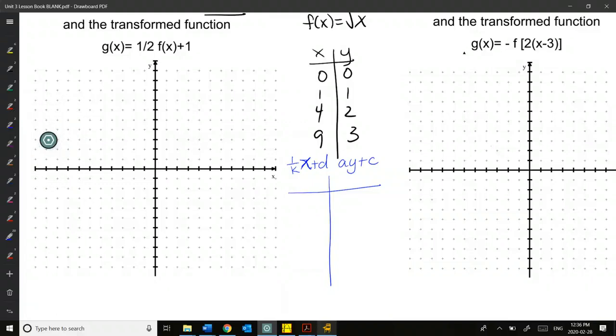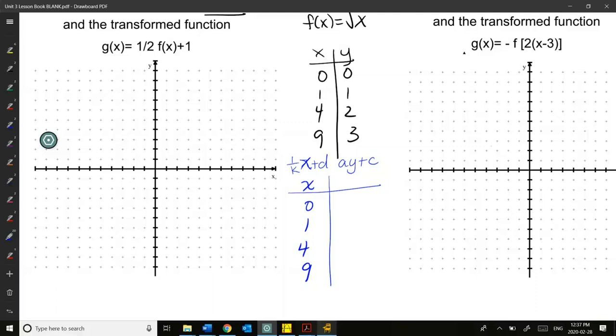Ethan? The x value is the x. Yes, very good. Wow. X is x. Ethan, you're so smart. How about y? George? Would be 0.5 y plus 1. Yep, so you can use 0.5.